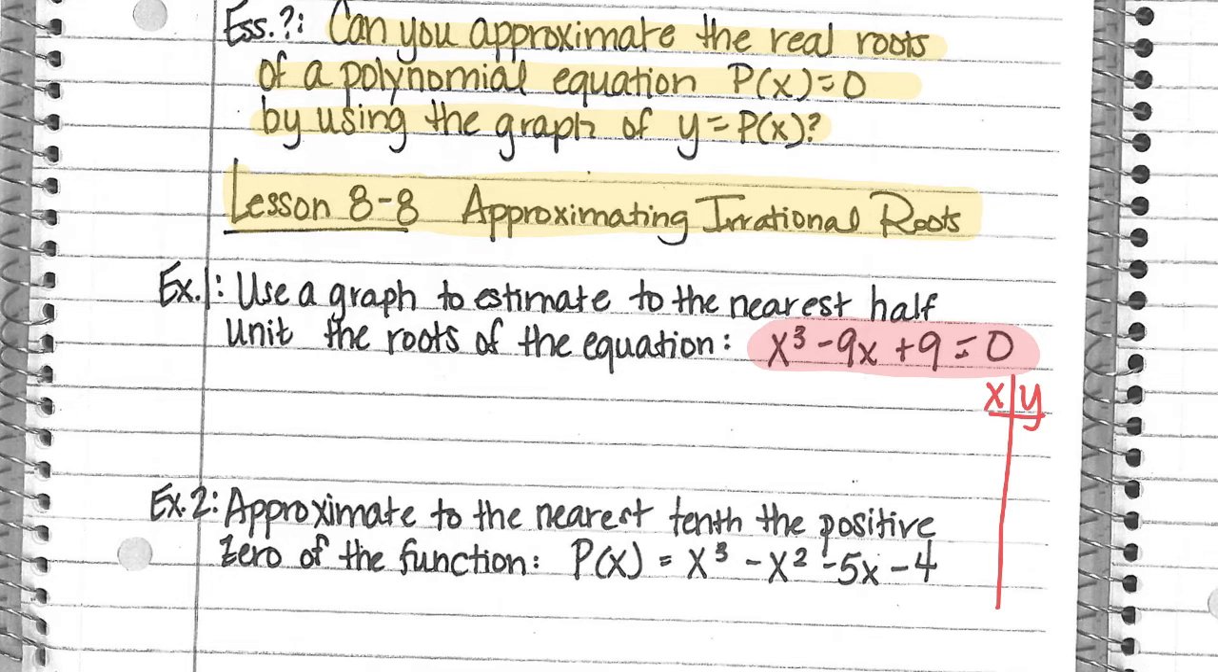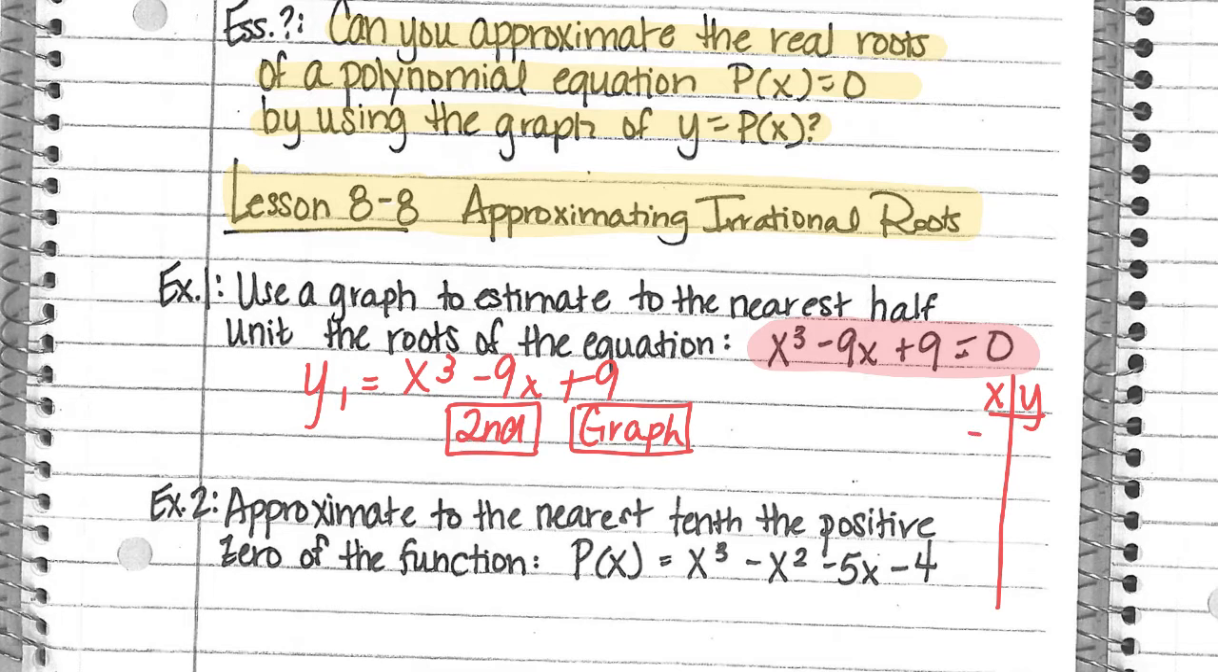Now, obviously, you guys have a calculator. You can put that in the y sub 1 equals x cubed minus 9x plus 9. And when you hit second graph, you will see a table. So let's go ahead and do that. On the calculator, you're literally going to hit second graph. Do you see a table?